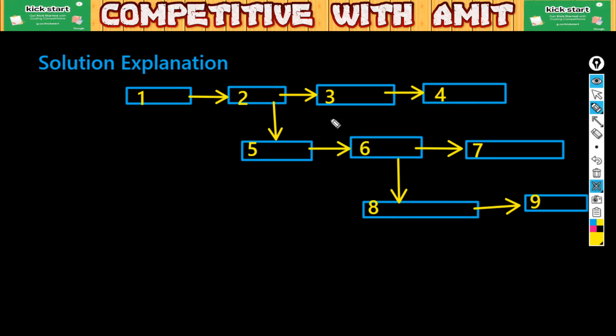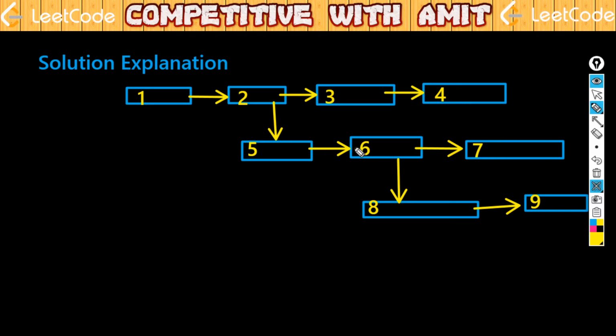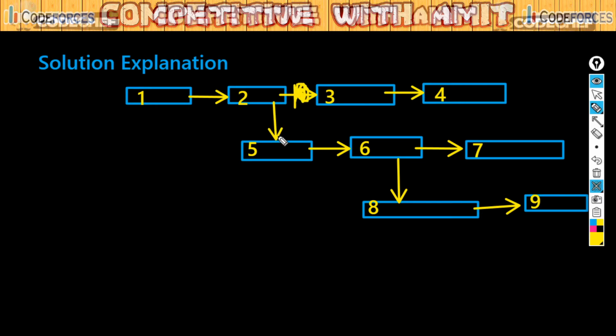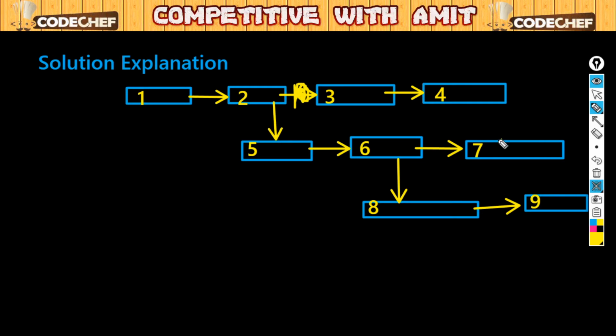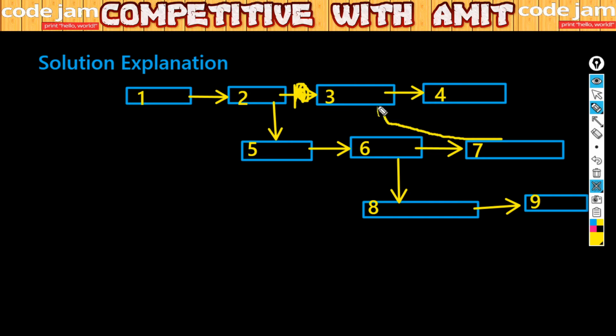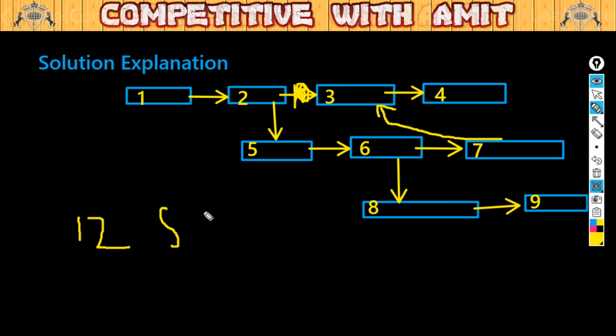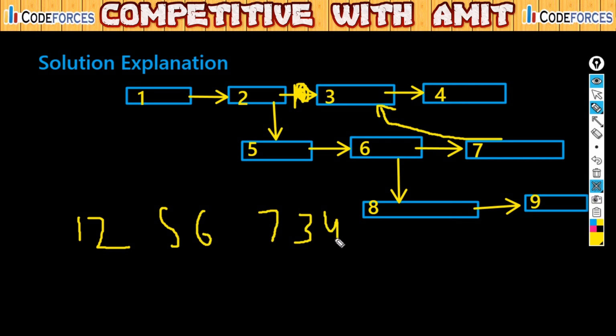What we mainly have to do is append these values after this. So we can break this link and connect this, and at the end we will connect this with this. So now our list will be like this. Our values will be first 1, then 2, then 5, then 6, then 7, then 3, and then 4.